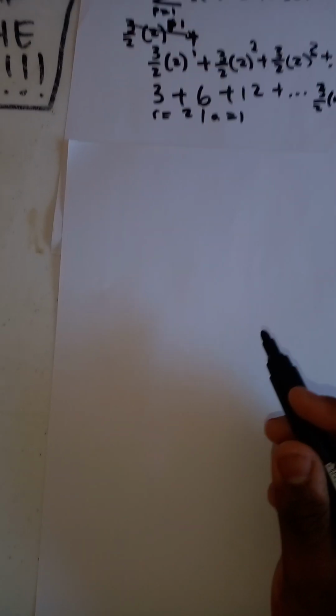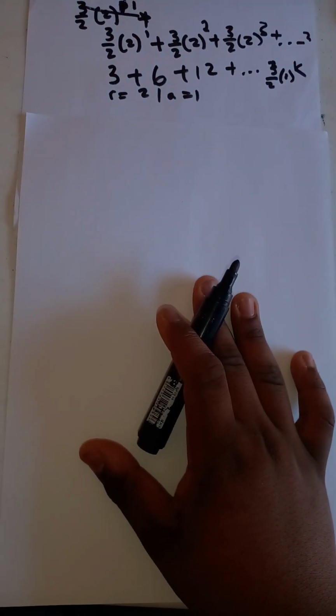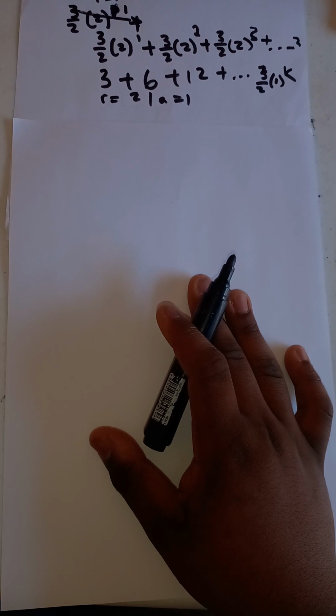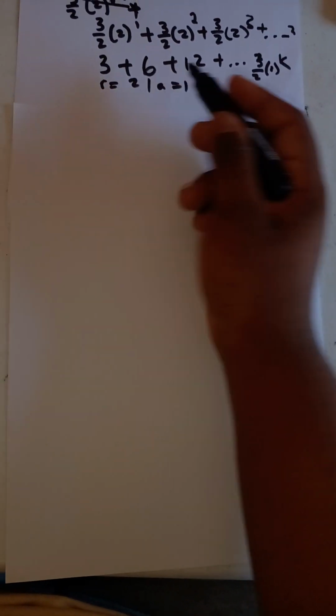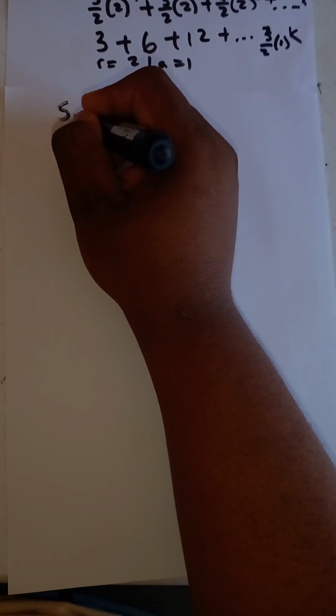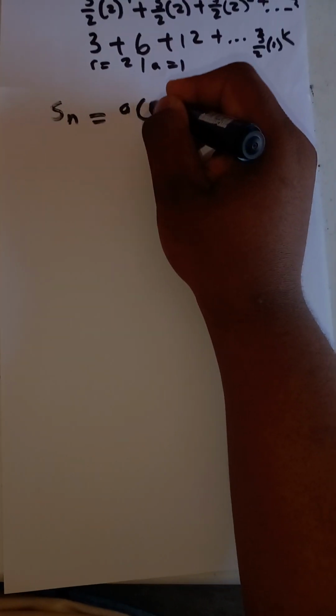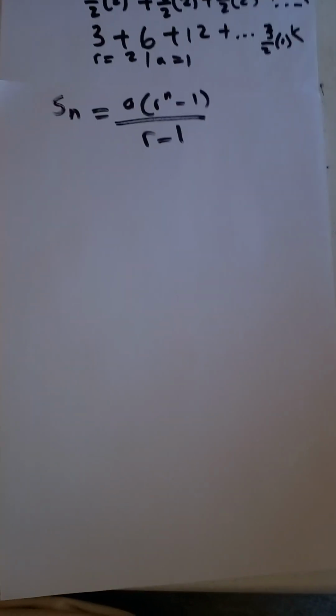So now, since you know that, I can write my sum formula, the sum formula of the geometric sequence. I was given the ratio, I have the ratio, I have the value of a. So now I'm going to use the formula of the sum. Sn is equal to a(r^n minus 1) over r minus 1. Let me change my marker, it seems like it is dying. Okay, it's fine. We are going to continue there.